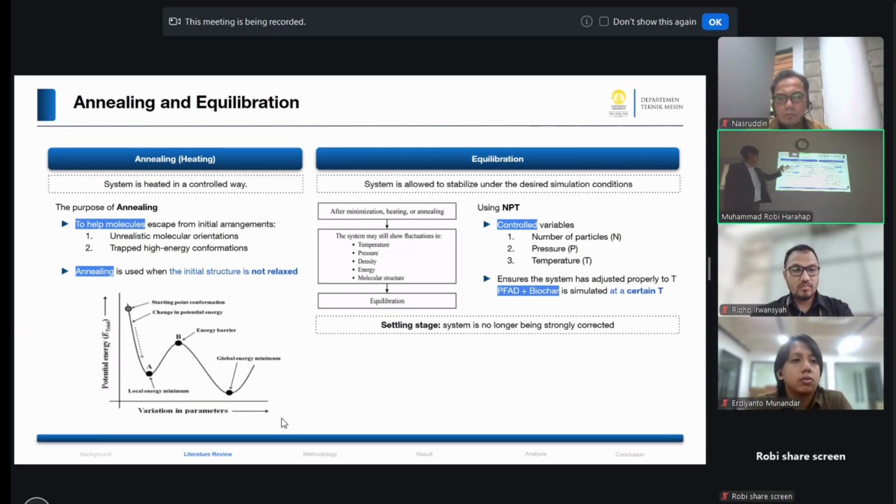Okay, for equilibration, after minimization and heating or annealing, the system still shows fluctuations in temperature, density, energy, and molecular structure. So equilibration tries to allow the system to stabilize under controlled simulation conditions. Usually we're going to use NPT, which is an ensemble that controls the variables N, the number of atoms, P, pressure, and T, temperature. By doing that, it ensures the system has adjusted properly to the simulation conditions.